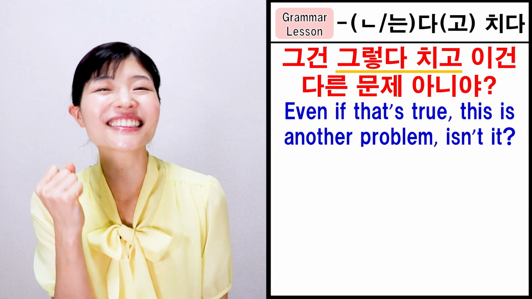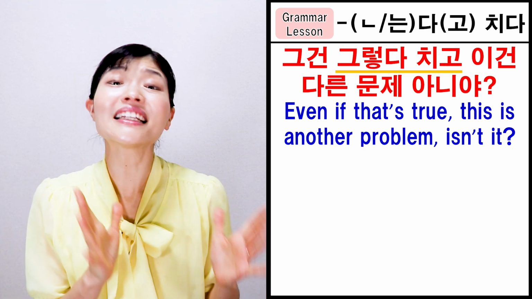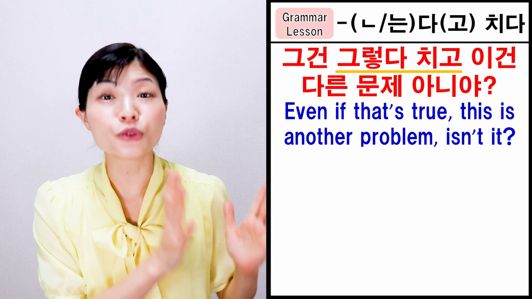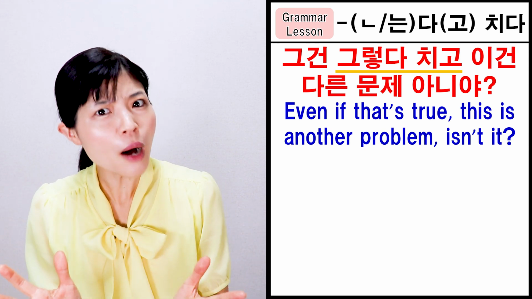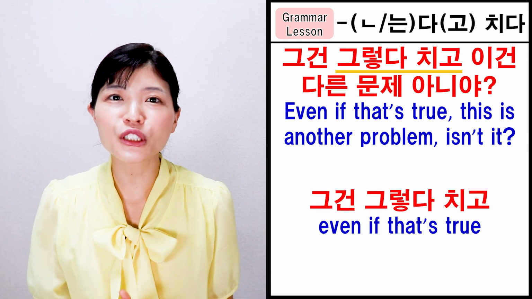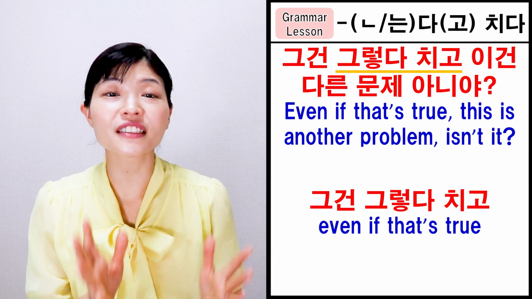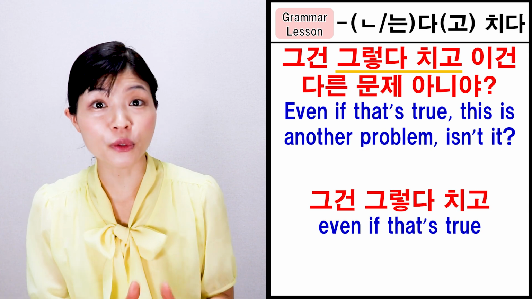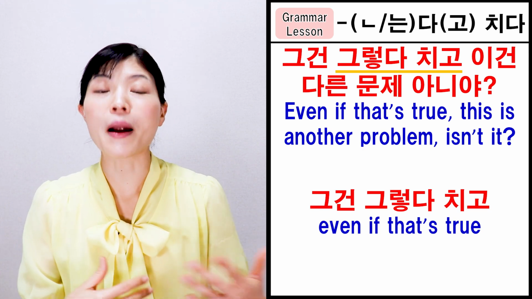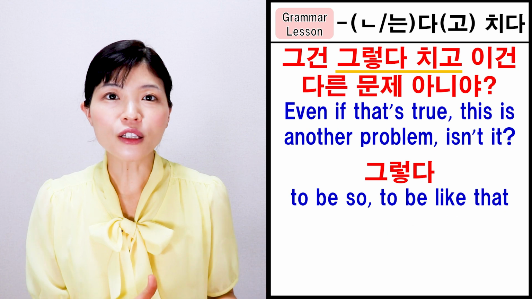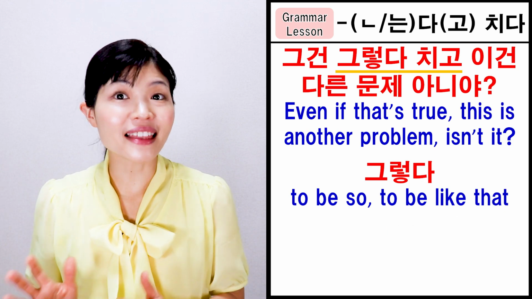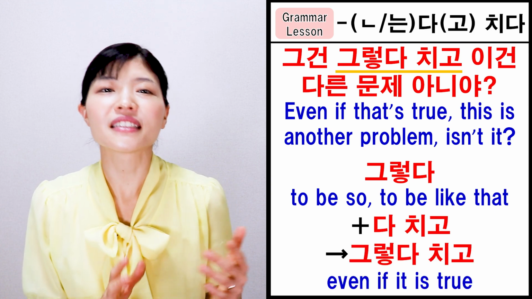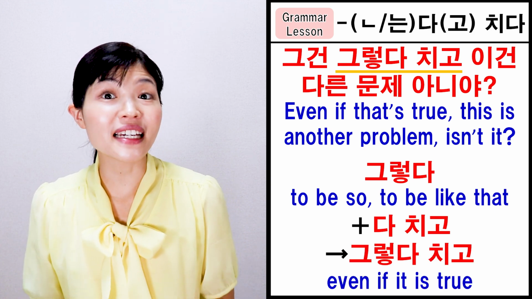Then let's read the next sentence. 그건 그렇다 치고 이건 다른 문제 아니야? Even if that's true, this is another problem, isn't it? As I told you, the expression 그건 그렇다 치고 is an idiom and it means even if that's true. So now let's look at the grammatical structure as well. 그렇다, to be so, to be like that is an adjective. So you add 다 치고 to make 그렇다 치고, even if it is true.